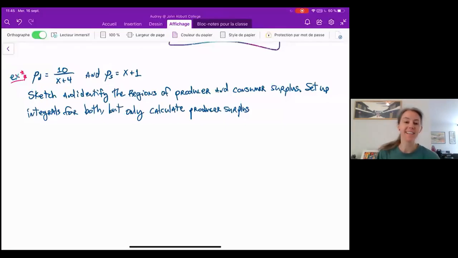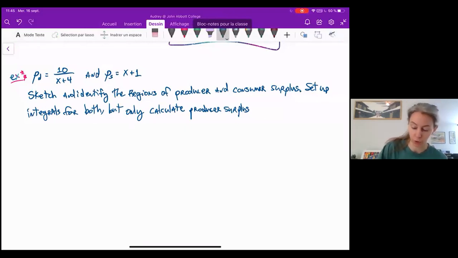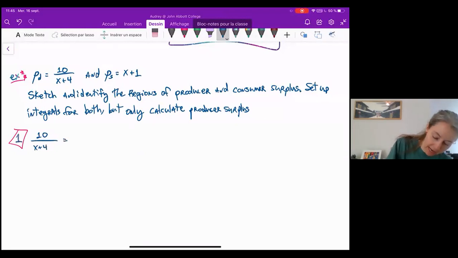All right, so we have one last example of producer and consumer surplus. So we're going to sketch and identify the regions of producer and consumer surplus, set up integrals for both, but in this case, we're only going to calculate producer surplus. So same as before, my first step is to find that equilibrium point by setting my supply function and my demand function equal.